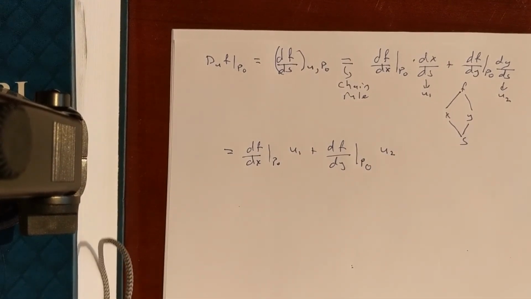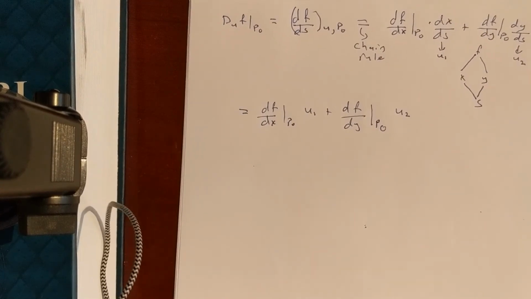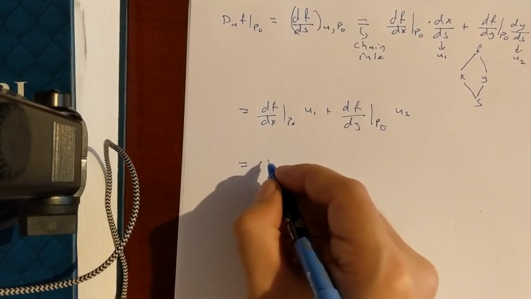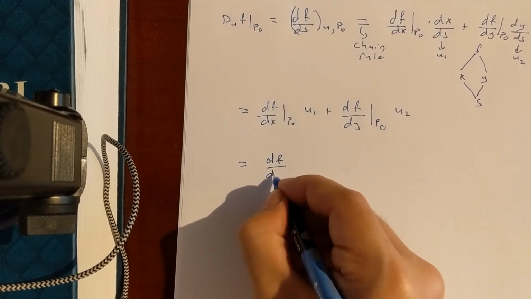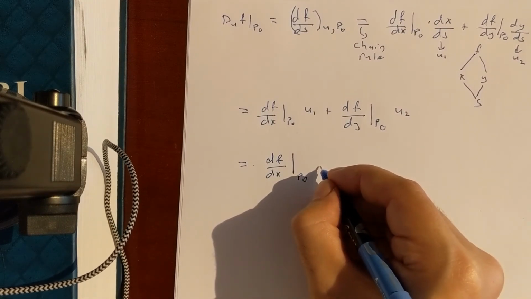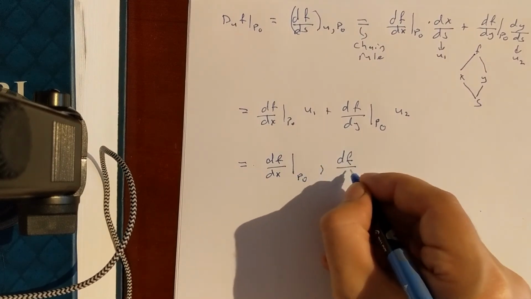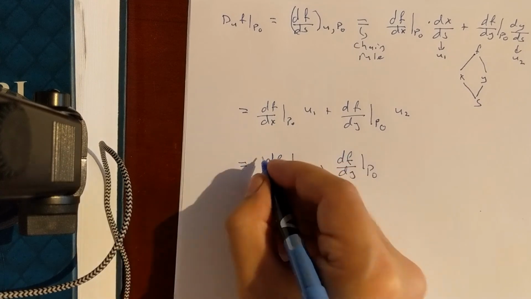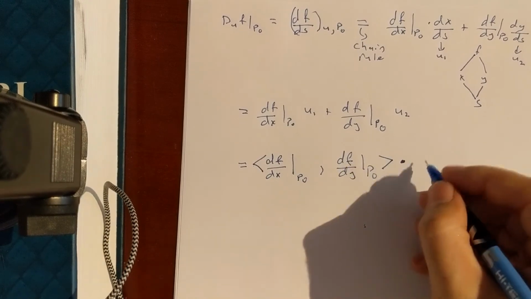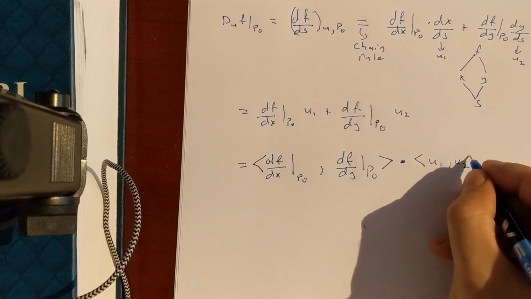All right, not too bad. Now I think I can write this as a nicer step. We can write this as the vector df/dx evaluated at p naught i, plus df/dy evaluated at p naught j, times the vector u1, u2, or in other words, just our unit vector u.